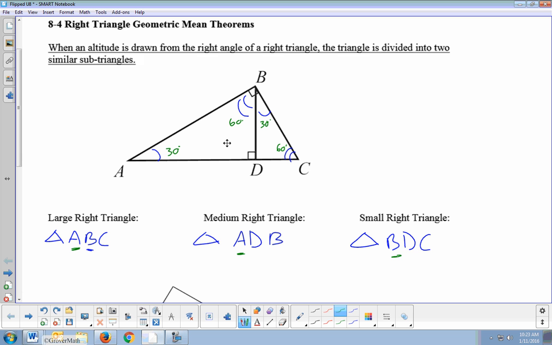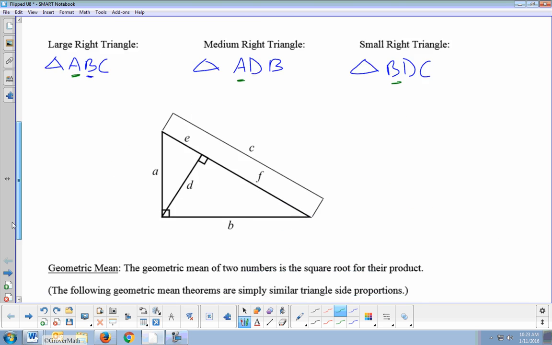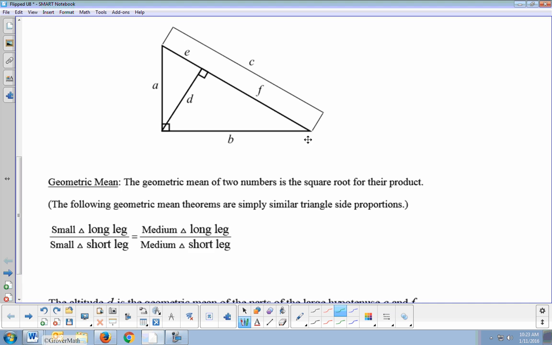We could describe a sequence of similar transformations, of course, to get them on top of each other, but it would be a lot. But we get three similar triangles here. All right, so if we talk about some of the side proportions, to help us, I drew another figure here, and here's the altitude of the big right triangle to the hypotenuse over here. I labeled the sides with lowercase letters.